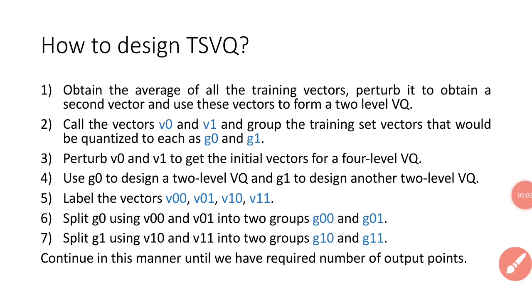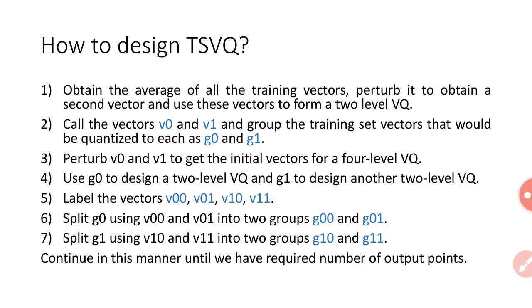Hello everyone. In this video we will discuss how to design a tree-structured vector quantizer. The number of comparisons in tree-structured vector quantizers is 2 log m instead of m. For a full search you require m comparisons, but in the tree-structured vector quantizer technique you require only 2 log m comparisons. Now the consequence of the tree-structured vector quantizer is an increase in distortion.